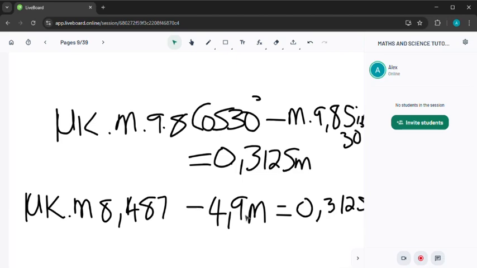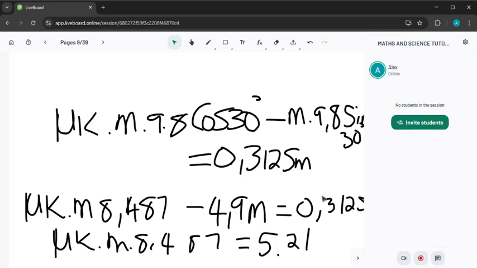Then you can take this, because this and this are like terms, right? This and this, 4,9 and 0,3125, those are the like terms. So we can therefore transpose this 4,9, bring it to the other side. So it's going to be mu k multiplied by m multiplied by 8 comma 487 is equal to, let's add now, 0,3125 plus, right, it's going to be positive when we transpose it to that side. So it's going to be plus 4,9. This is equal to 5,2125 m.